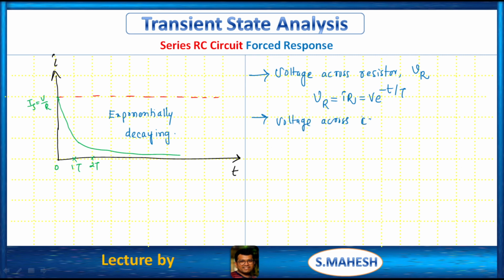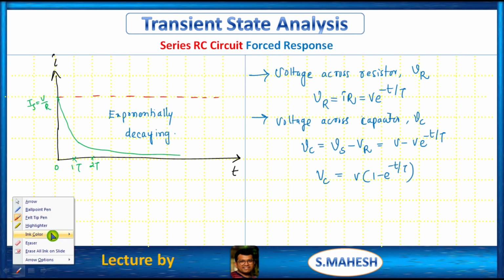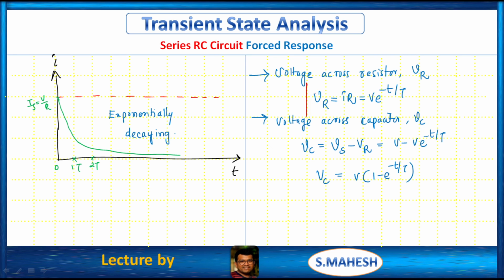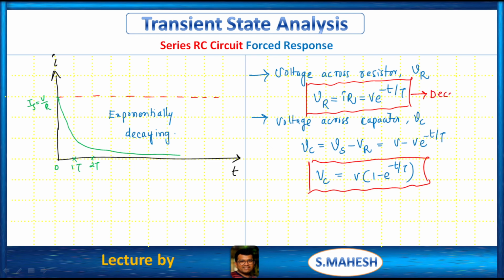Like that, voltage across capacitor VC. VC is equal to what? Supply voltage minus VR, which is V minus V into e power minus t by tau. Therefore, VC is equal to V into 1 minus e power minus t by tau. See, from this what have we observed? This is decaying, right? This is rising.